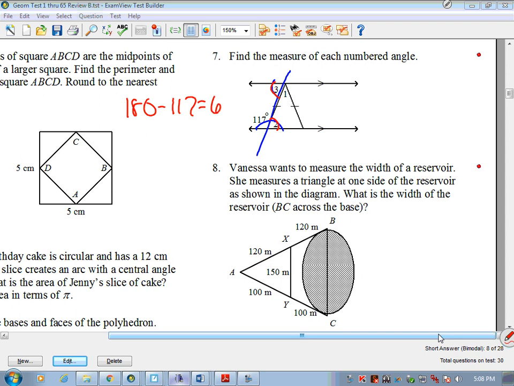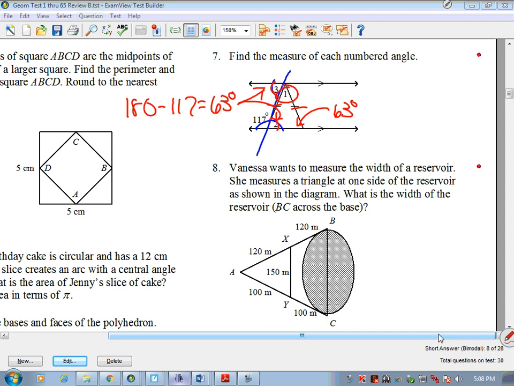Yep, 63. 63 degrees is angle 3 and angle 2. Okay, and because this is an isosceles triangle, my 2 base angles are the same. Okay, so those 2 base angles are the same. That's how I'm going to find angle 1.